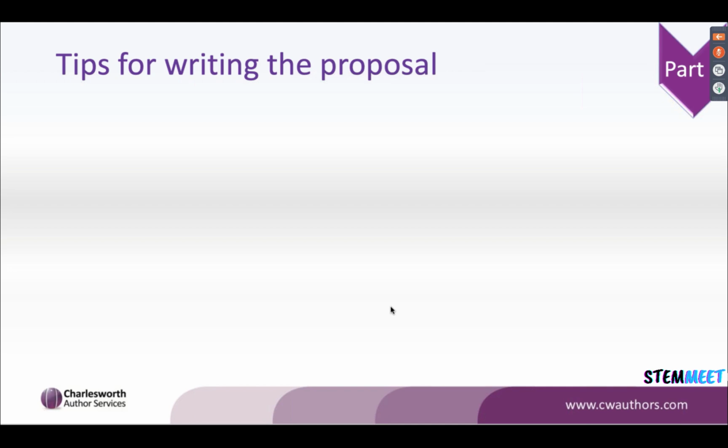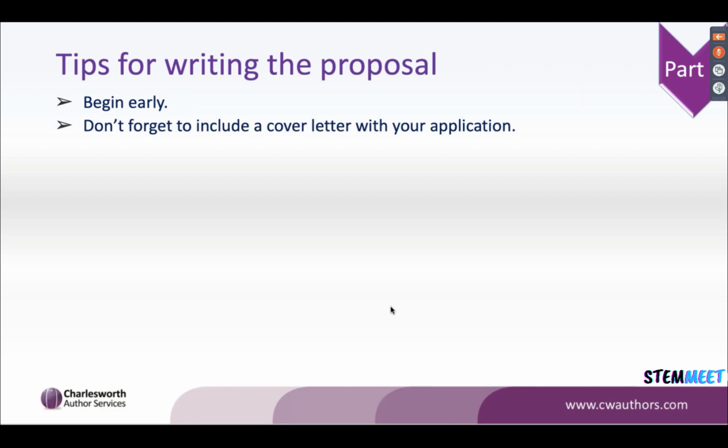So now we come to tips for writing the proposal. And as I said at the beginning, strong grant proposals take a long time to develop. So you want to start the process early and leave time to get feedback from several readers on different drafts. And as I mentioned at the beginning, academics often take 6 to 8 months, if not more, to write a grant proposal and pull it together. So begin early.